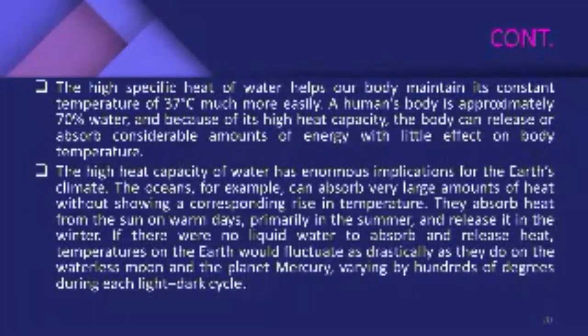The high heat capacity of water has enormous implications for the Earth's climate. The oceans, for example, can absorb very large amounts of heat without showing a corresponding rise in temperature. They absorb heat from the sun on warm days, primarily in summer, and release it in the winter. If there were no liquid water to absorb and release heat, temperatures on the Earth would fluctuate as drastically as they do on the waterless moon and planet Mercury, varying by hundreds of degrees during each light and dark cycle.